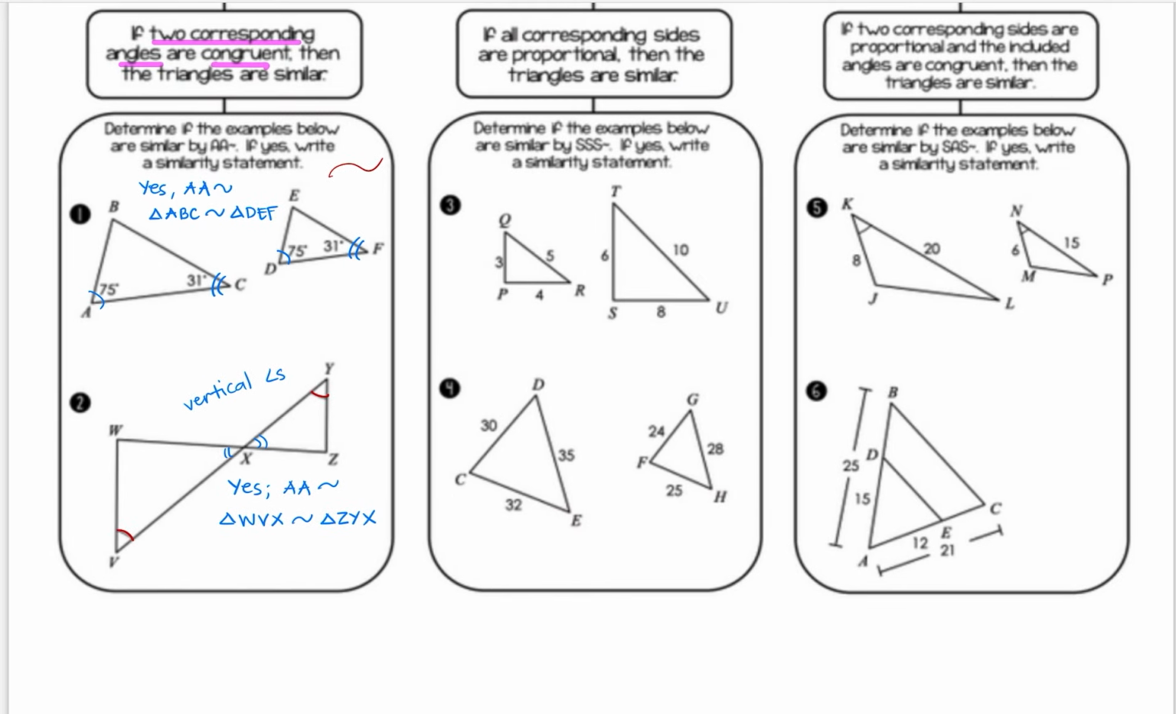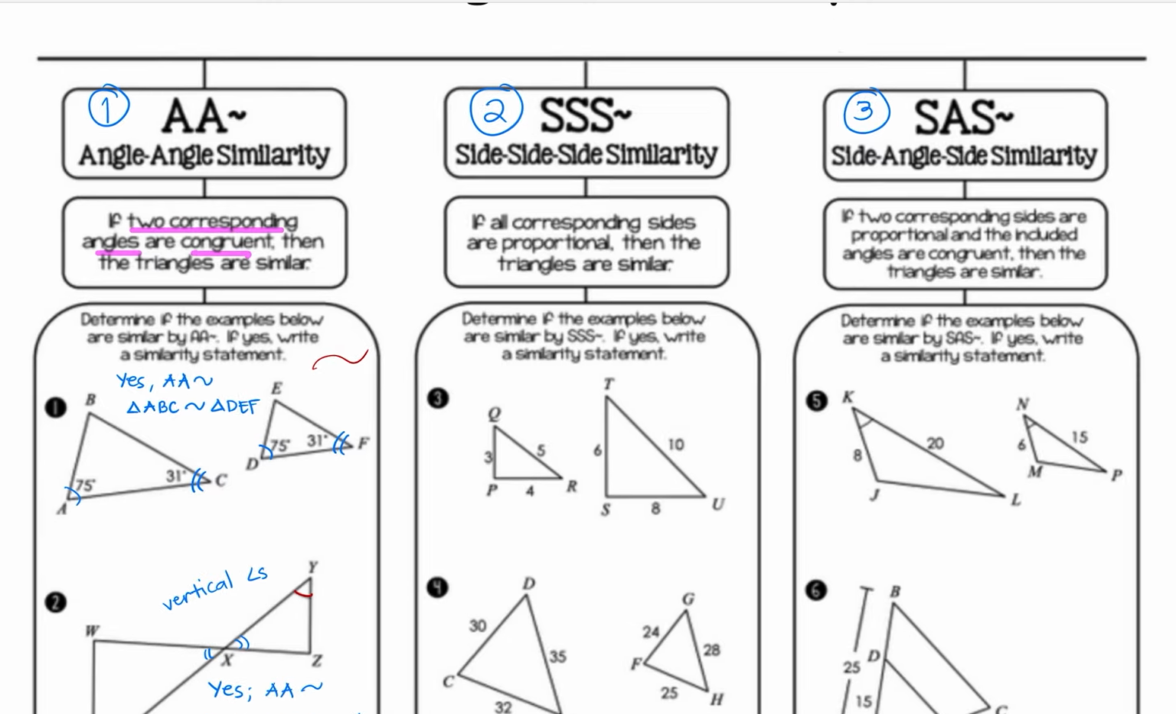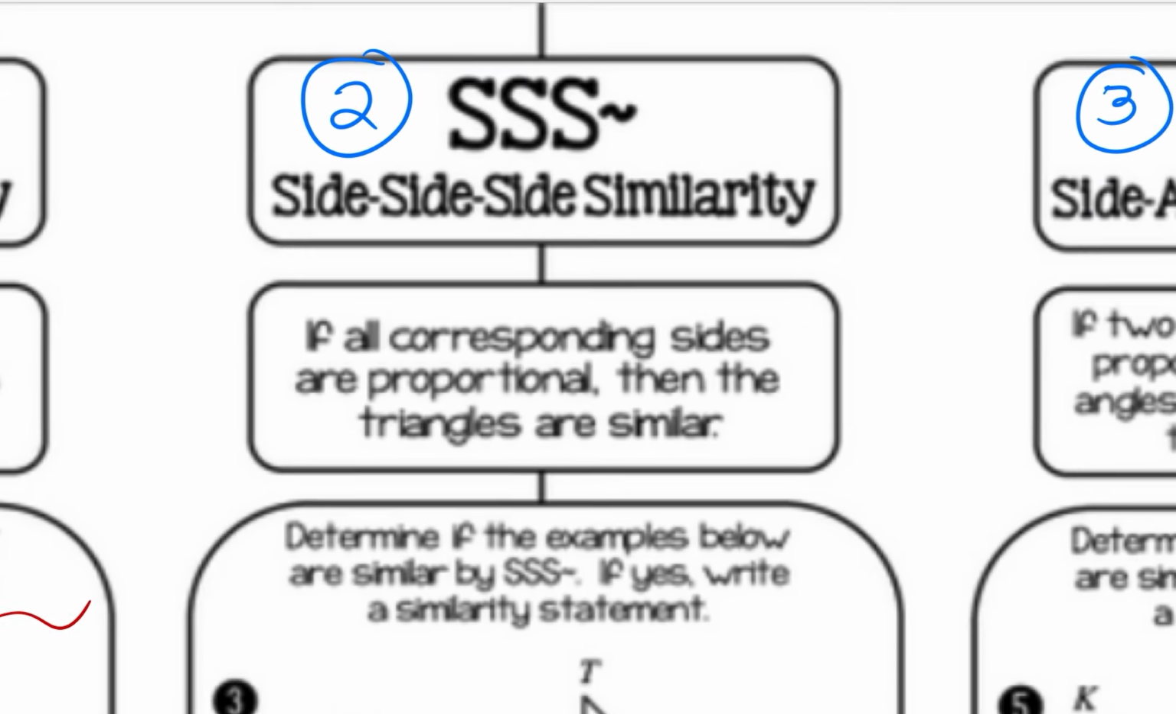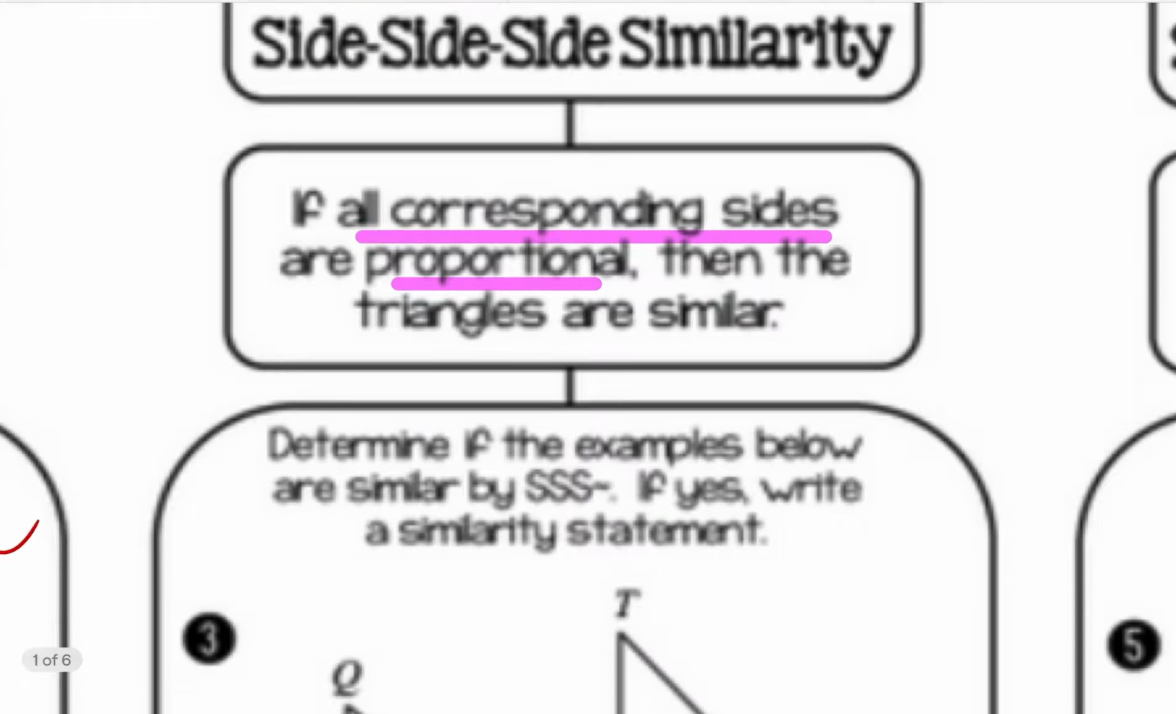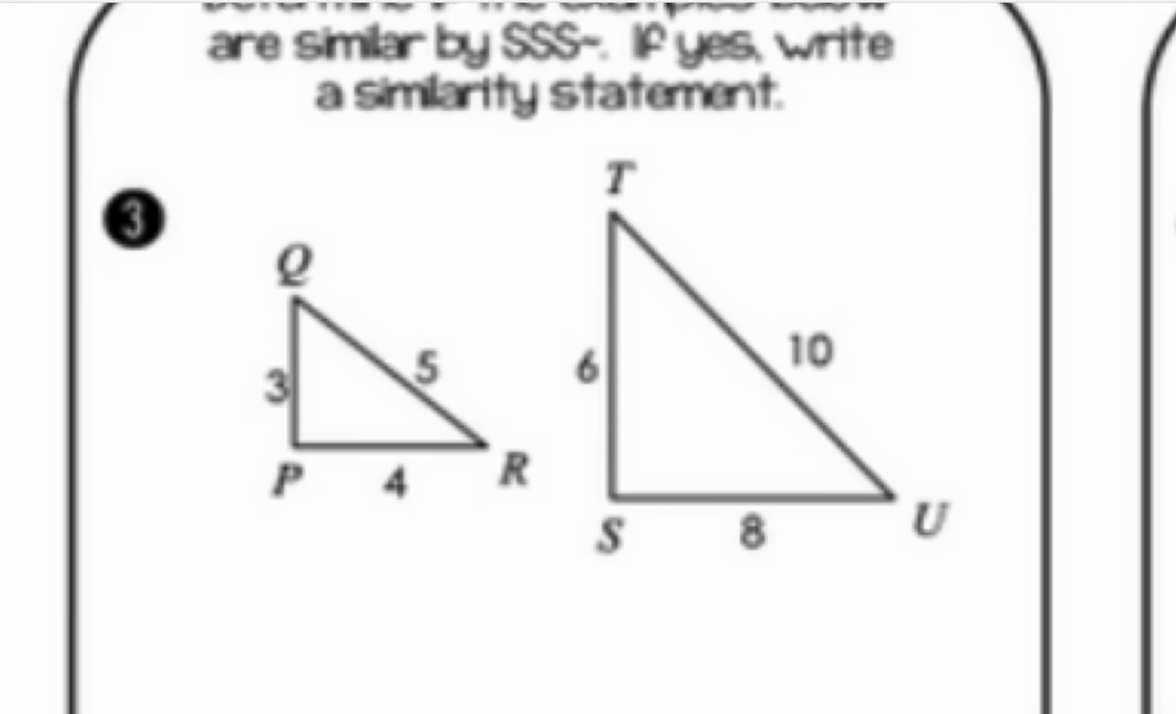Okay, let's now talk about side similarity. We can consider that two triangles are similar using sides if all sides are proportional. So if all sides are proportional, then the triangles are similar. Let's consider this example right here.